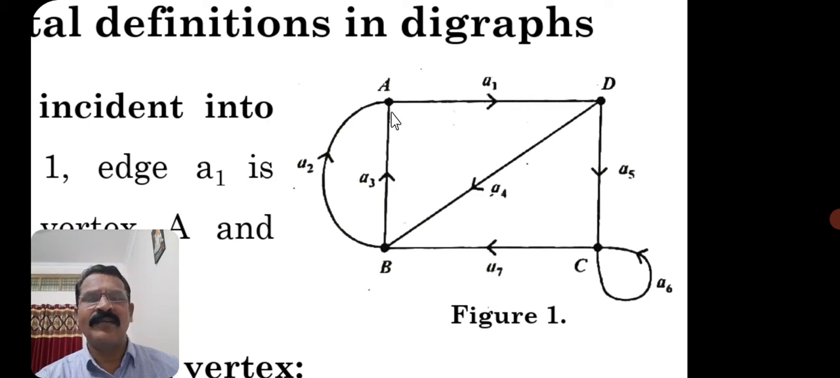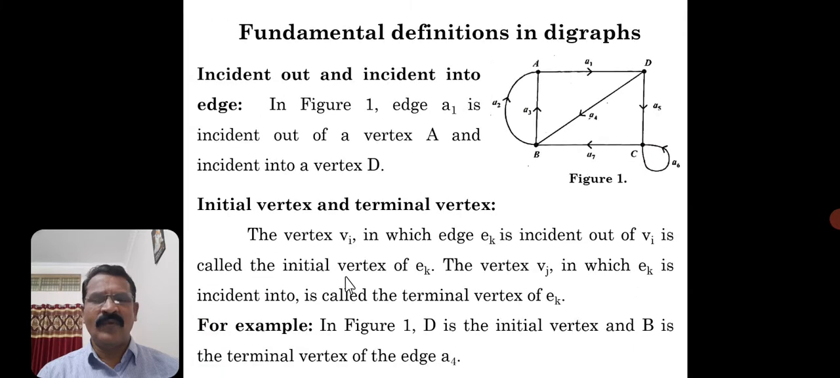So that's why it is called the initial vertex, and the edge A1 is incident into a vertex D. That's why it is called a terminal vertex. So you can refer to all the edges and the vertices, and you will come to know. Okay, I think this concept is very clear. So what do you mean by the initial vertex and the terminal vertex?